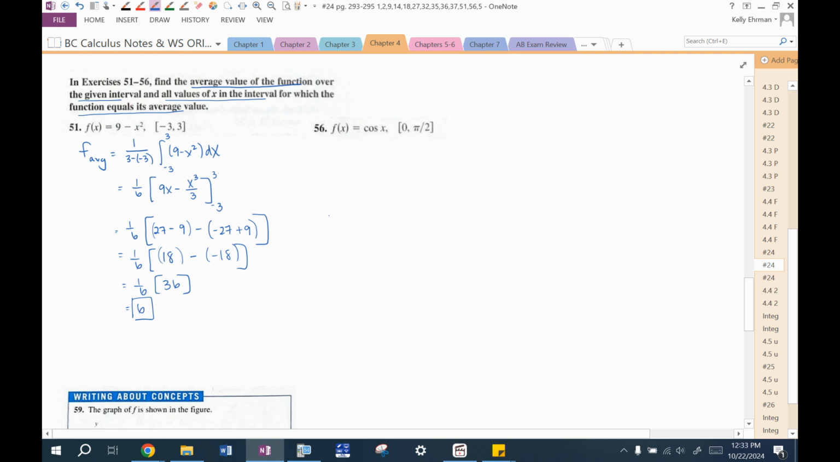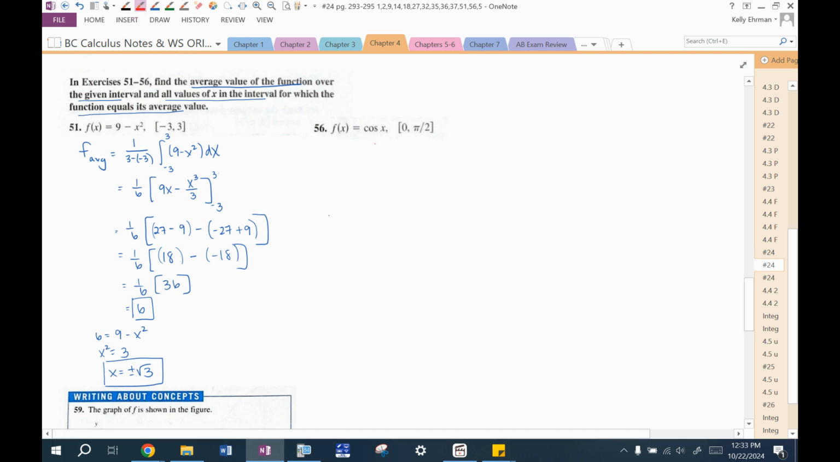Okay, and then we were also supposed to find all values for x for which f of x equals 6. So when is 6 equal to 9 minus x squared? So add x squared over here, subtract 6. When x is plus or minus radical 3, both of those numbers fall between -3 and 3. They're like 1 point something. So yeah, those are the two values there.